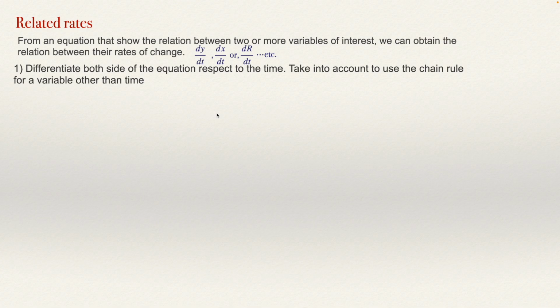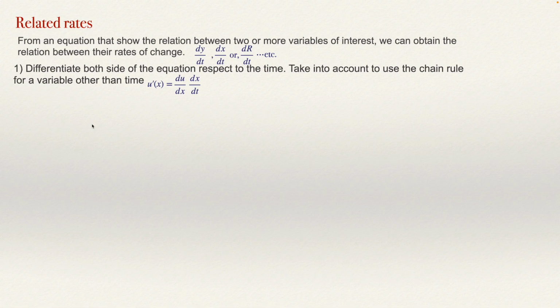After you have this, as a first step, get the derivative of both sides of the equation. Remember, use the chain rule when you get the derivative of anything that is not the time. For example, if you have a function u of x, you need to get the derivative of u with respect to x, but then you need to multiply by the derivative of x with respect to the time. So you need to use the chain rule in this case.